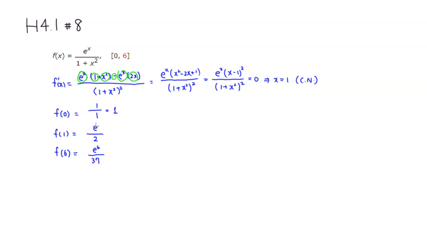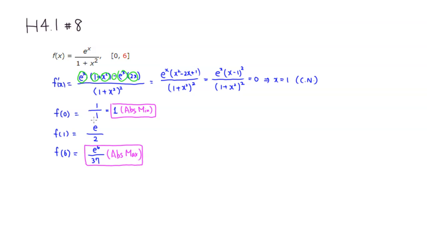This one's a little tough. Let's see, e is about 2.7, divided by 2, is bigger than 1. So it looks like the smallest is 1. So this is going to be our absolute minimum there. Then it looks like e to the 6 over 37 is going to be the largest one. So this is going to be our absolute maximum there.